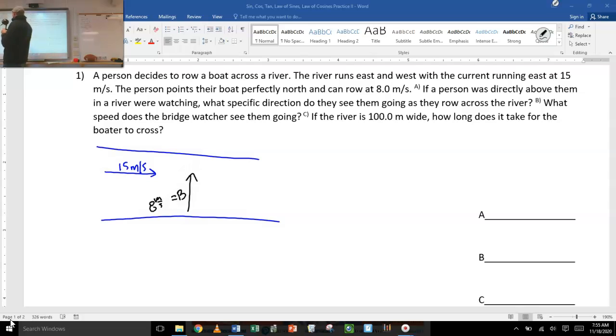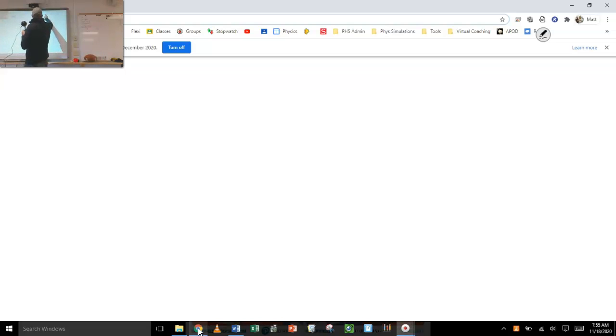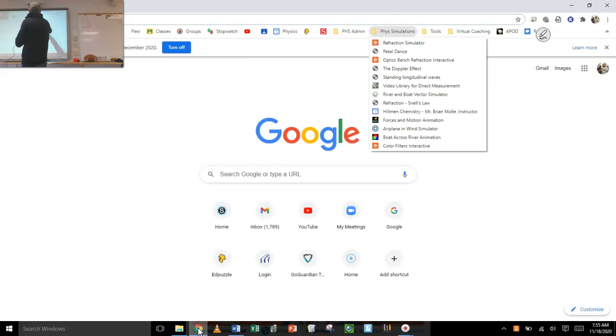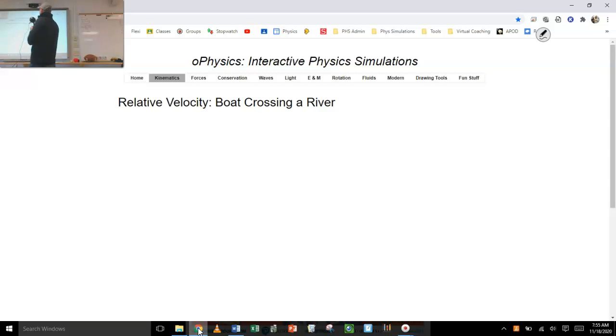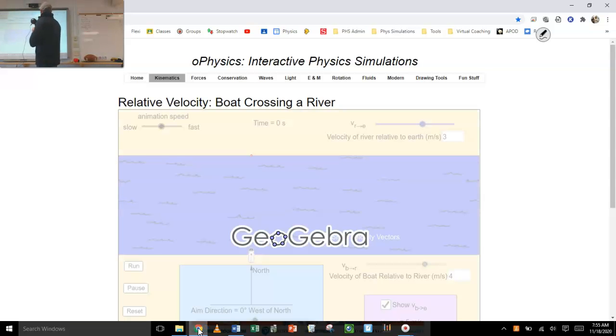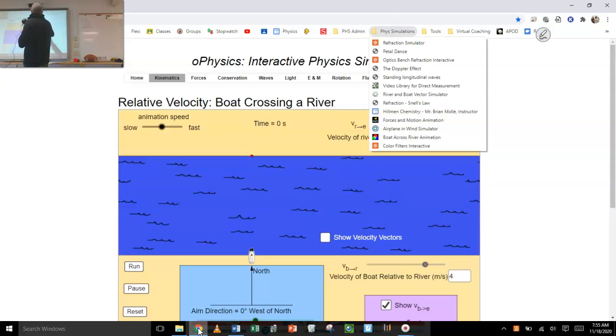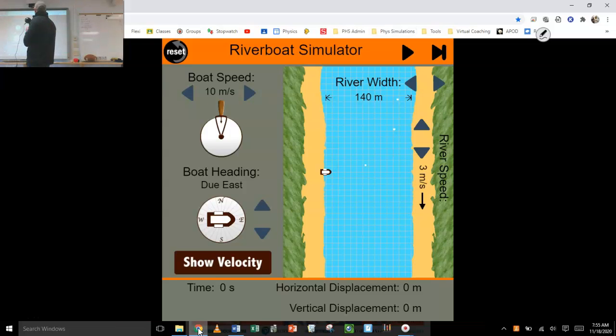Okay, so this is a vector problem. You've got a boat trying to go across the river and the river blowing them downstream. And I actually have a simulator for this to give you an idea of what this looks like. Let's see here. This one's a little bit better. Oh yeah, this is the one I want to show you. So here I can adjust the river speed, and I can look at the boat speed.